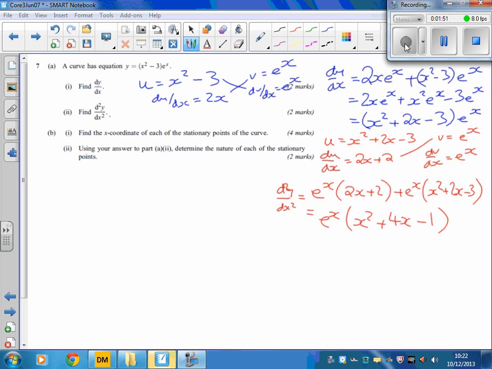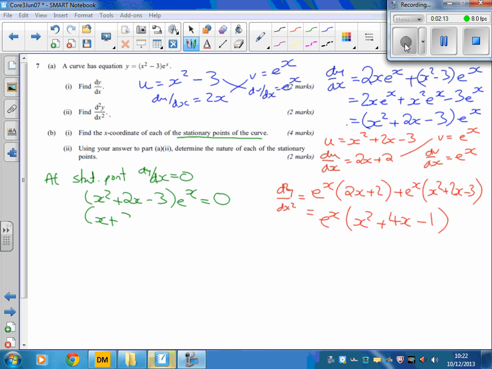What have we got to do now? Find the x coordinate, the stationary points. Now we've done 2 things here, got to be careful which one we want. And why not write it? At stationary point, what do you want? We want dy by dx to equal 0. So that's this one, the blue one here. We want x squared plus 2x minus 3 times by e to the x equals 0.